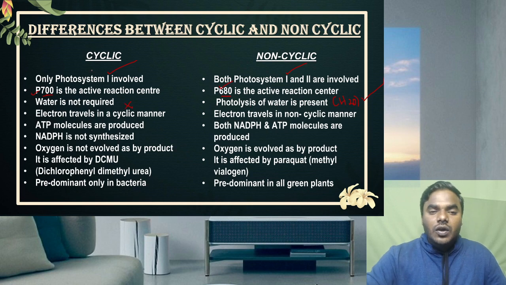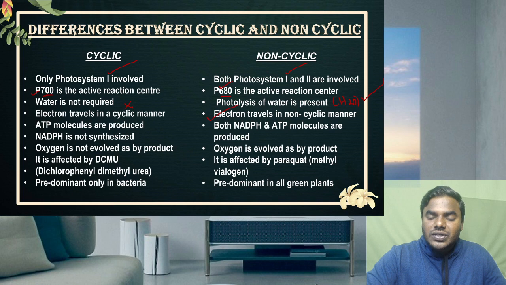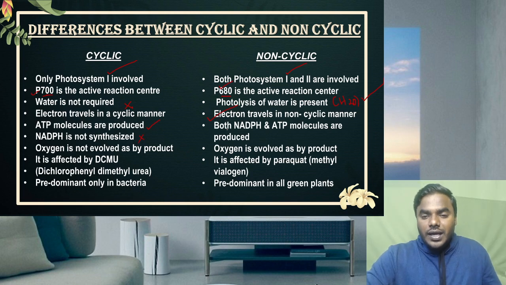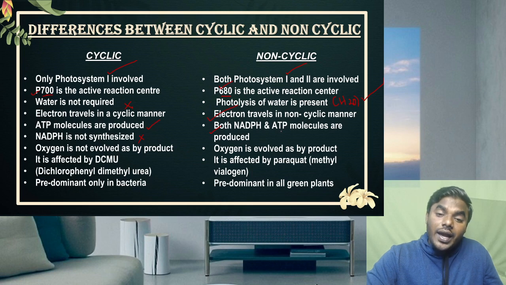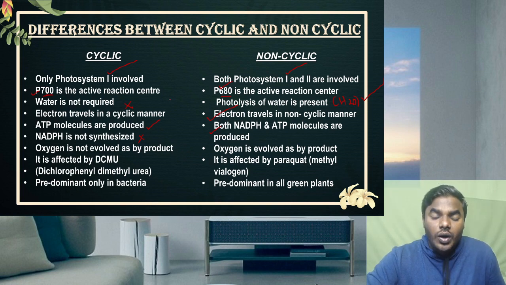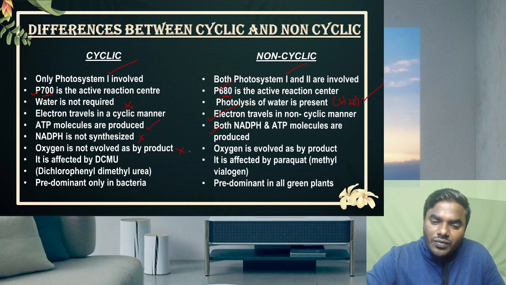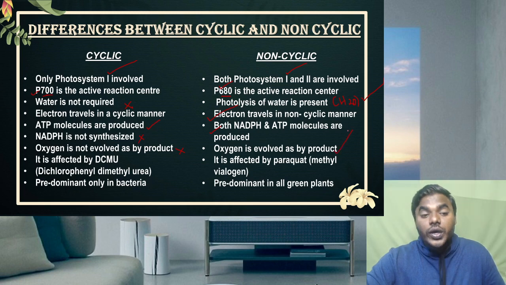We called it cyclic photophosphorylation because electrons are always traveling in a cyclic manner. Next, here electrons are traveling in a non-cyclic manner. In cyclic only ATP is produced, the reducing equivalent NADPH cannot be produced. Here in non-cyclic, both NADPH and ATP molecules are produced. And what is another unique point you have to remember? Oxygen is not evolved as a byproduct. Of course, true. Friends, if water is not breaking down, then how can oxygen be evolved? Oxygen cannot evolve. Here water is breaking, so oxygen is going to evolve.